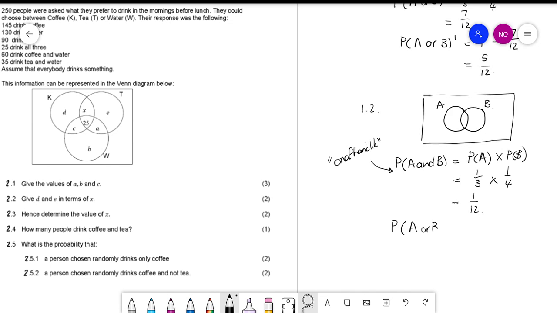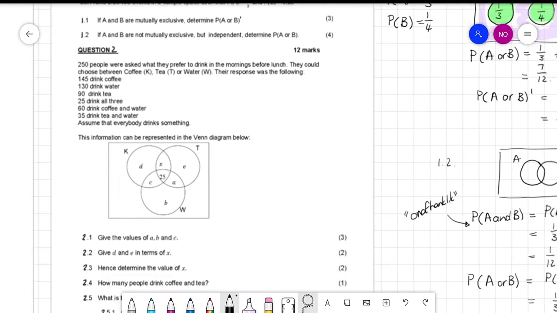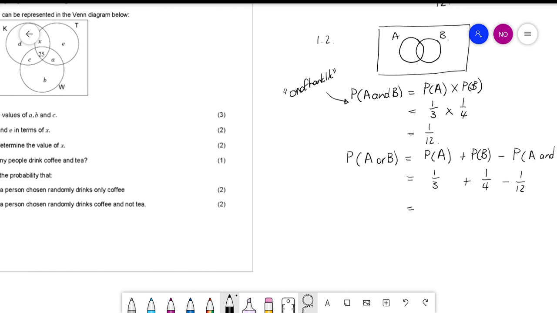A or B is equal to the probability of A plus the probability of B minus the probability of A and B. So ons het 1 op 3 plus 1 op 4 minus 1 op 12, which gives you a probability of, what was I know? Ja. Half.